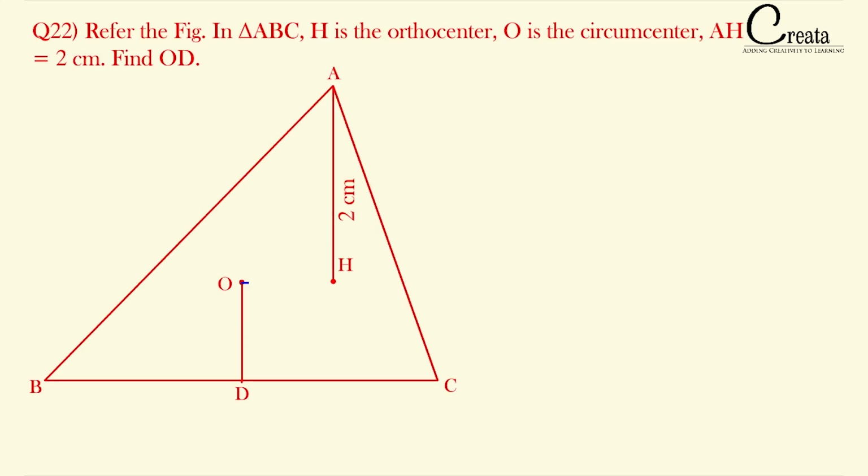Let's join point O and point H. Are you able to observe OH is an Euler line? We have done the concept that the Euler line passes through the circumcenter, centroid and the orthocenter. So OH is an Euler line.